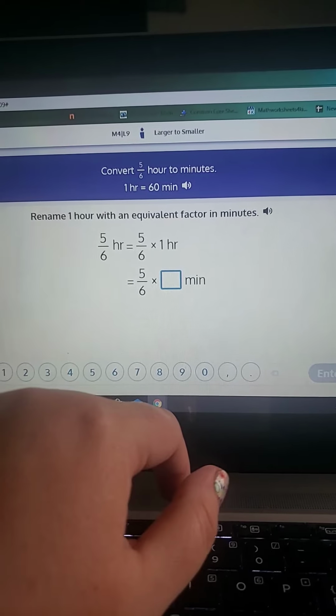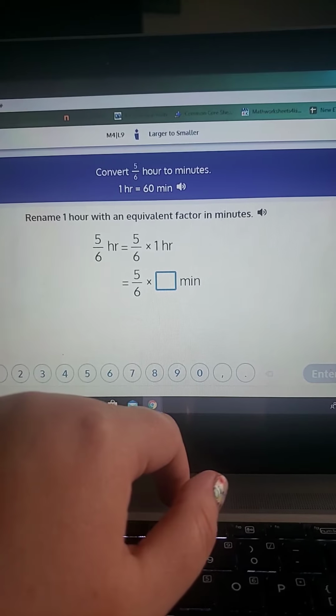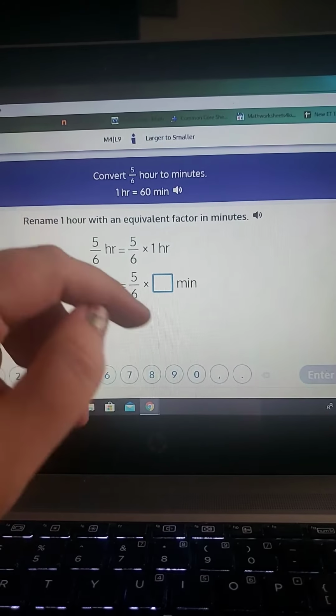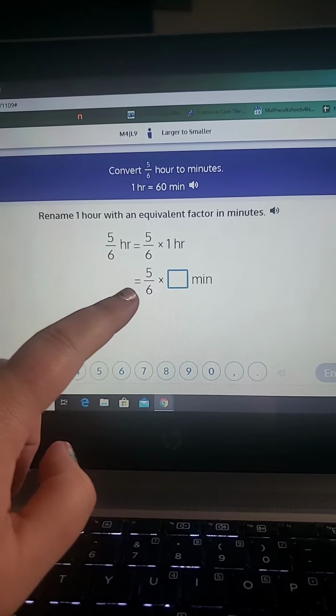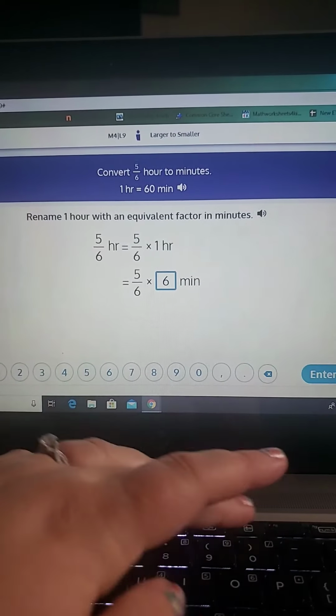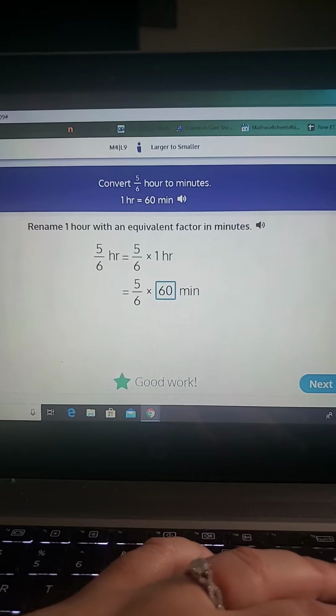All right, next, we want to convert 5/6 hours to minutes. Up here, again, is a conversion. You can use it here, or you can use the picture in Class Dojo. It's up to you. So we want to take 5/6 and change that hour into minutes. So up there, we said 1 hour equals 60 minutes.